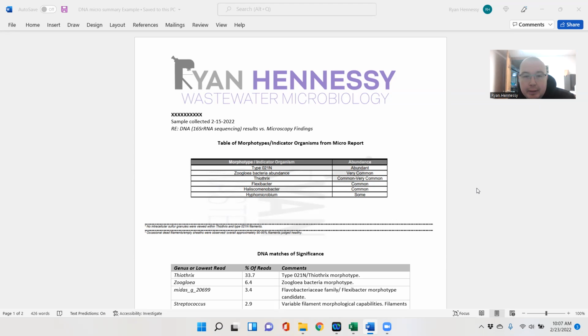What I do is I take their results and compare them to the microscopy, and I look for the correlations. We have a growing database of over 150 samples at the time of this recording, where we're getting some correlations, in addition to other known correlations of morphotype through the microscopy versus what you would see with the genus in the DNA read.